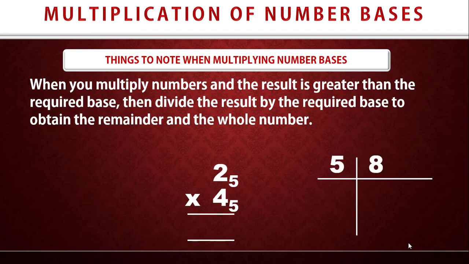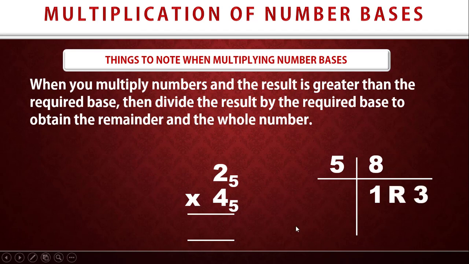How many times will 5 go in 8? 5 will go in 8 one time. So how do we get the remainder? 5 times 1 will give us 5. So we remove that 5 from 8, that's 8 minus 5, for us to get our remainder, and that will give us 3. So our remainder is 3.